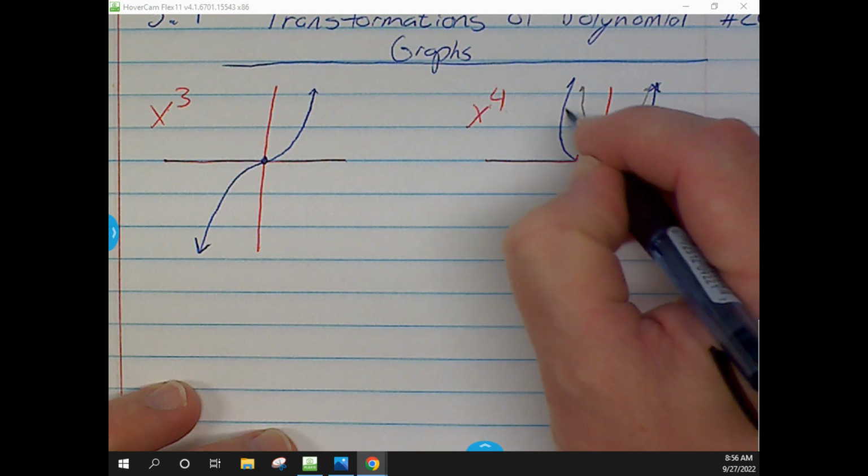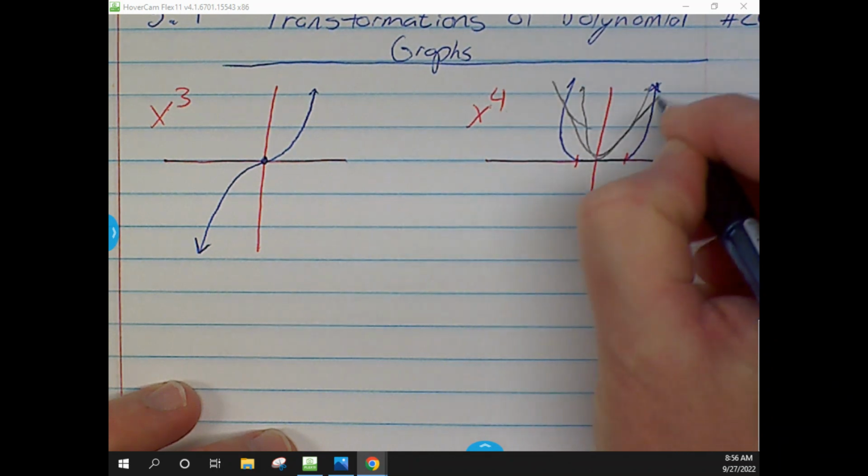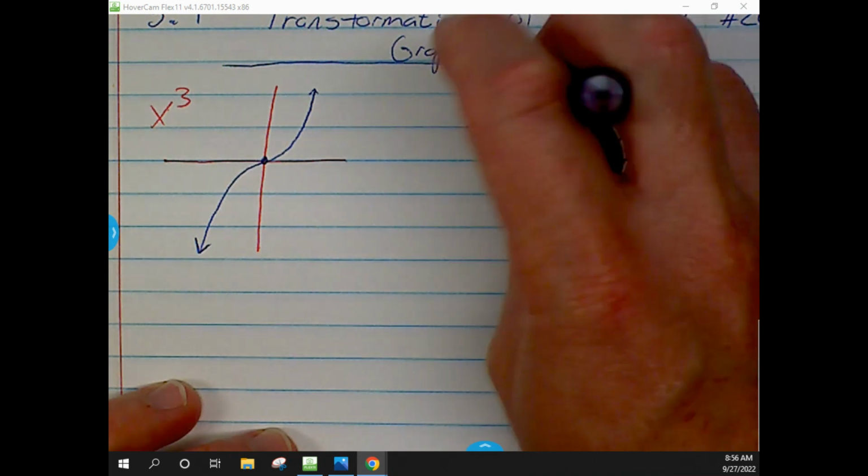Actually, probably would kick out more like this. Probably be more like that. Probably get out wider as this thing tends to go up there.